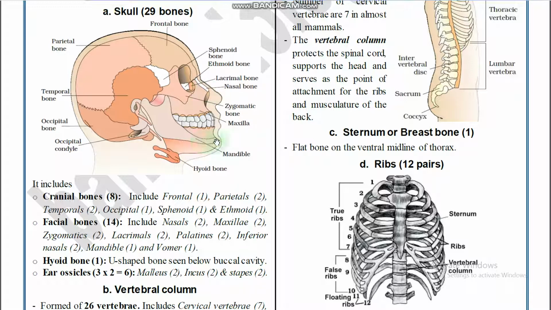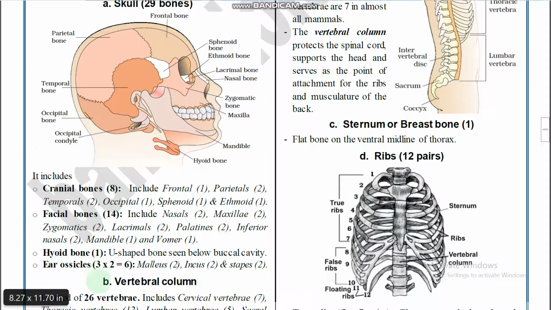And mandible, mandible means what? Lower jaw, one. And the vomer bone which is present in this region, so that is also one. So the total number of bones present in the facial region is 14 bones, right? So 14 plus 8, 22 bones. So along with the hyoid and ear ossicles, 29 bones are present in the skull.